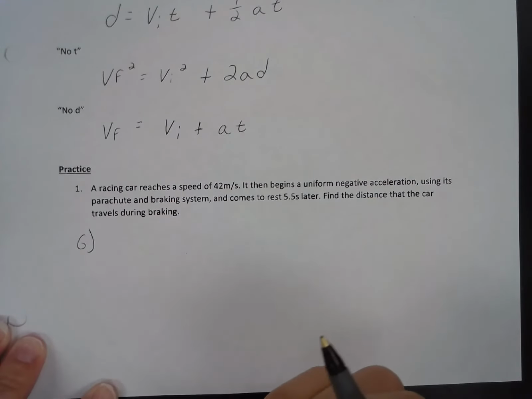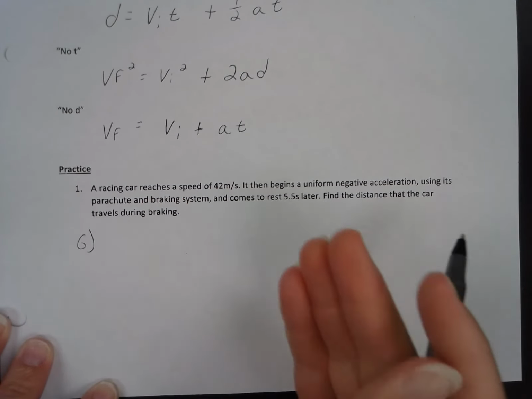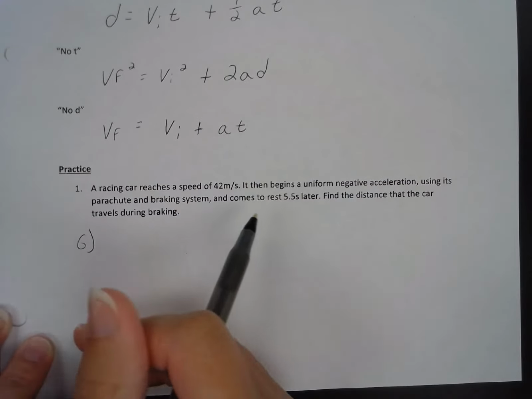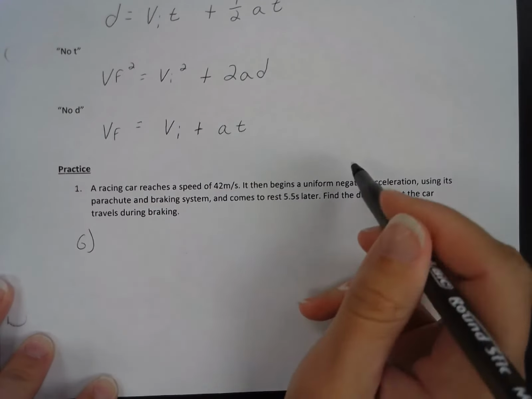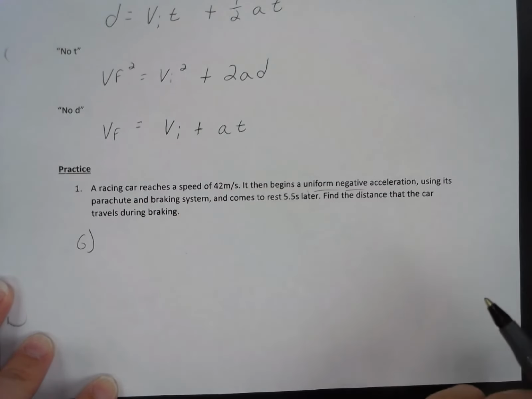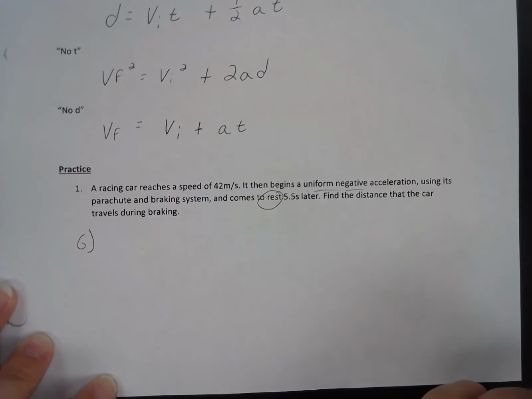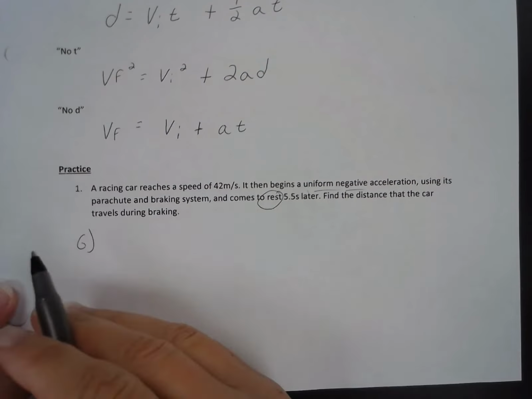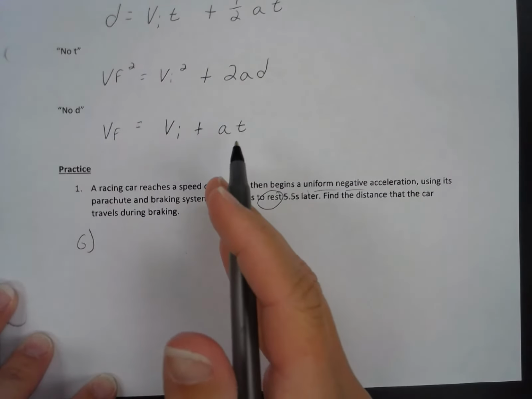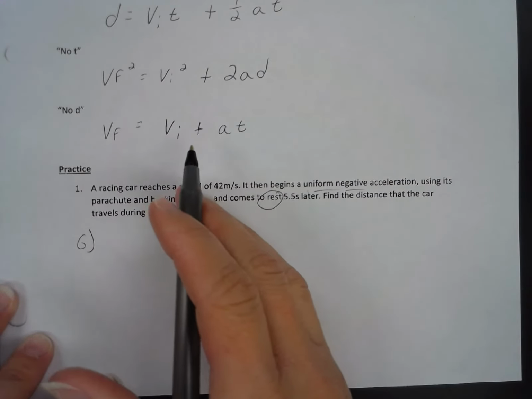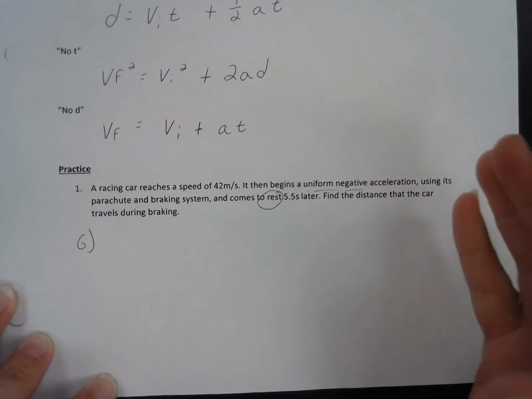So first thing I'm going to do is write out my givens. So what do I have in this problem? A racing car reaches a speed of 42 meters per second. It then begins a uniform negative acceleration. So it's going to decelerate, slow down if I have a constant negative acceleration, and then comes to a rest 5.5 seconds later. So the car goes off, it reaches a speed of 42 meters per second, and then it starts to slow down and it comes to a rest.